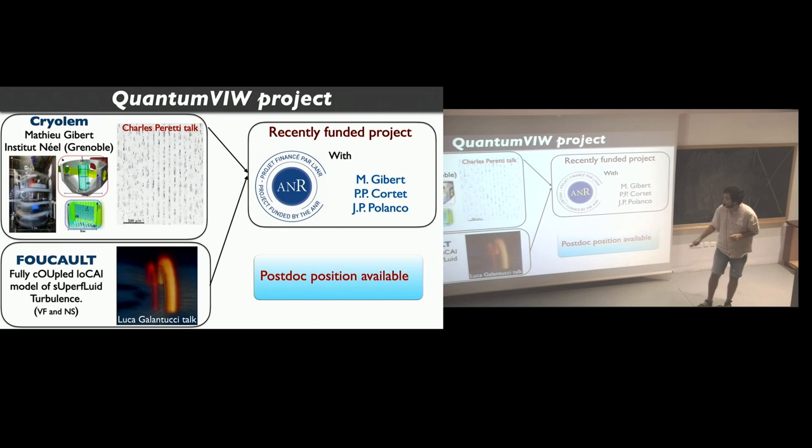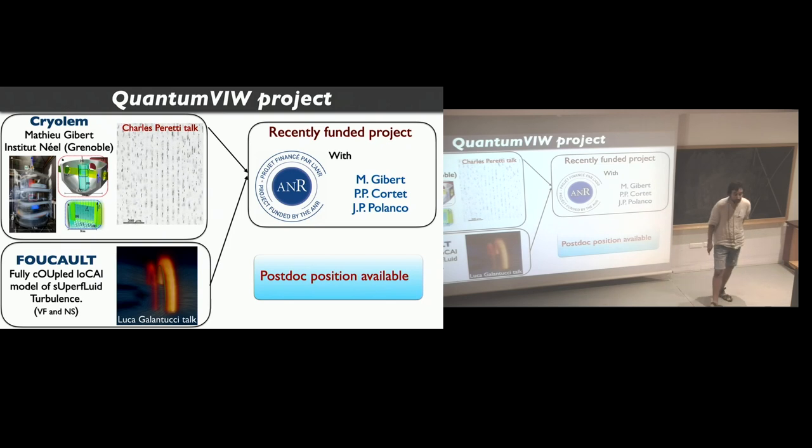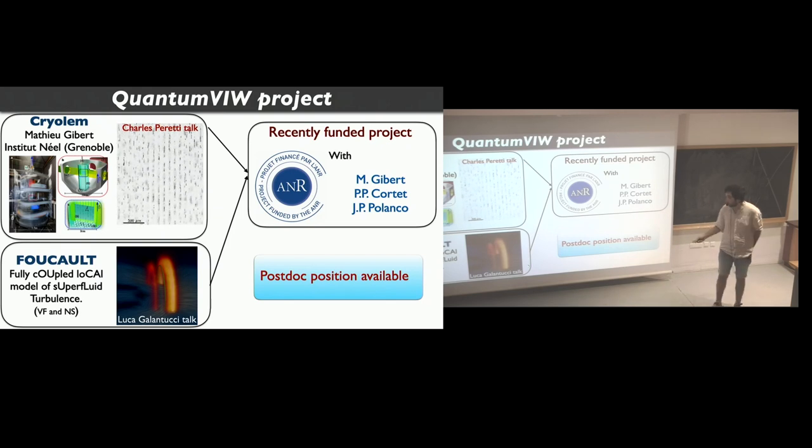So what I'm showing here is a movie, in real time, where you see nicely the Abrikosov lattice, where they can repeat it as many times as they want. I won't go into detail because Charles will probably talk about that next week. And the second part is more theoretical and numerical. It concerns the Foucault model, which is an averaged Stokes equation coupled with vortex filaments.